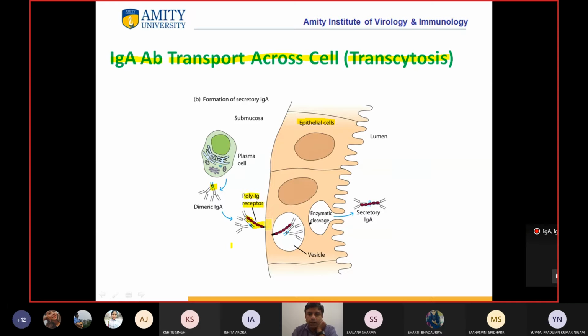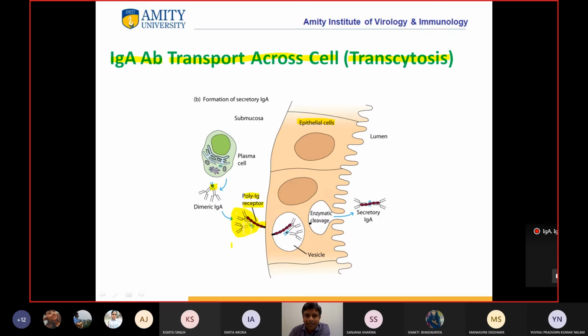Students, you can see it has 5 domains, 1, 2, 3, 4, 5. The domains are almost similar to what you see in antibodies, so that's why it is called polyimmunoglobulin receptor. This is the point where immunoglobulin binds. So you can see the IgA dimer has bound to this receptor. Clear?